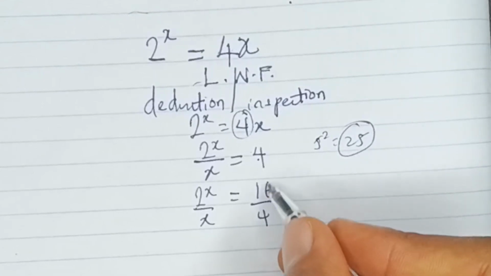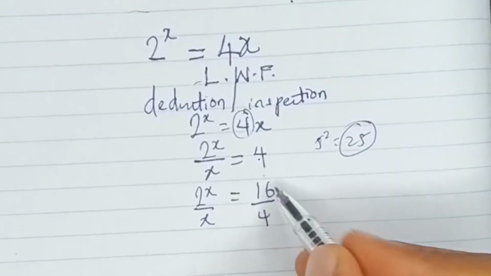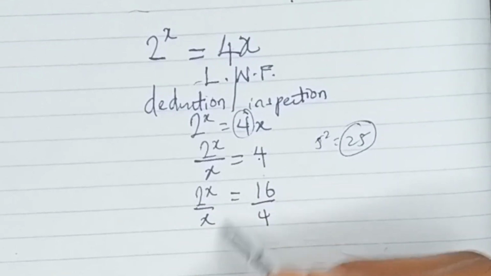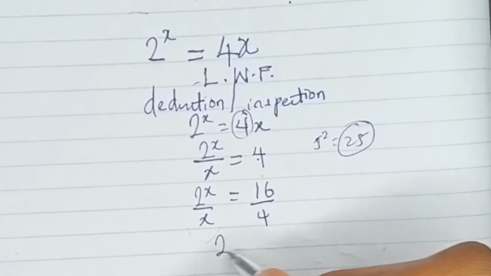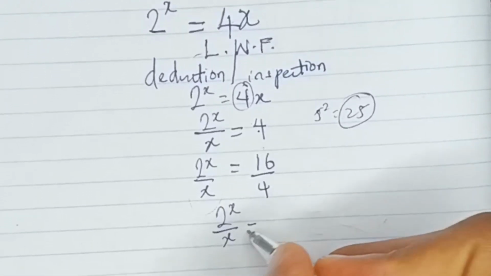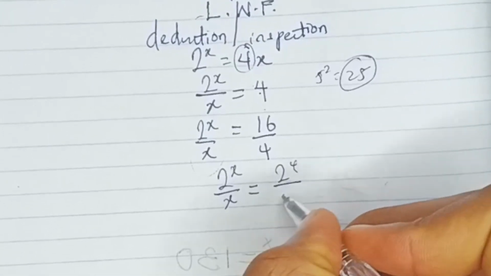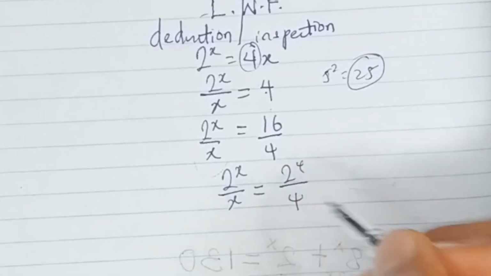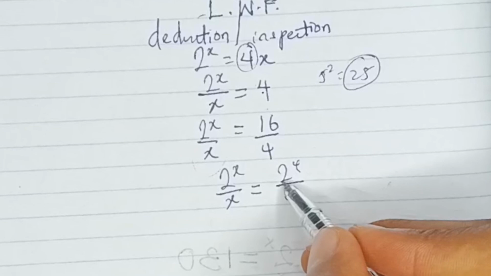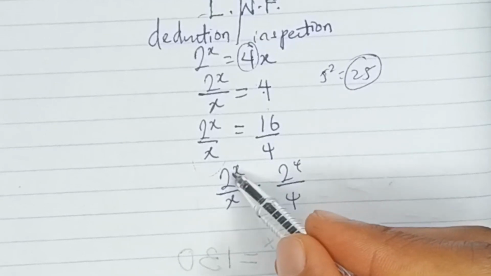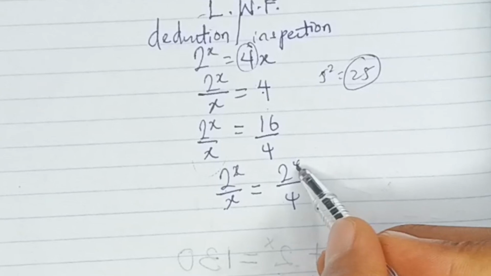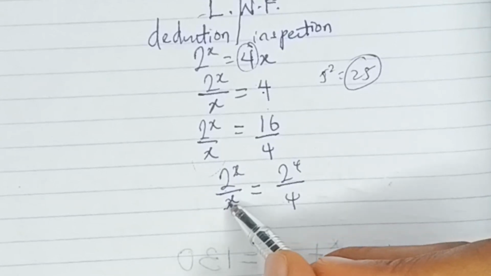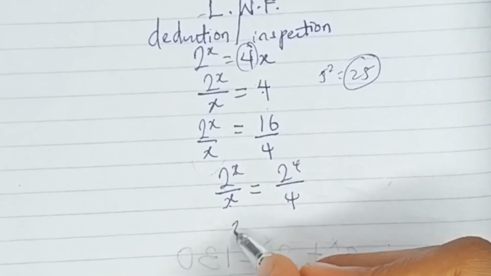Now, let's express this 16 to look like 2, because we want something that looks like this part of the equation having the variable. So we're going to have that 2 raised power x over x is equal to 2 raised power 4 over 4. Once you've gotten here, you now compare the power and the denominator. So x and 4, you're seeing that x is equal to 4 twice, meaning that x is equal to 4.